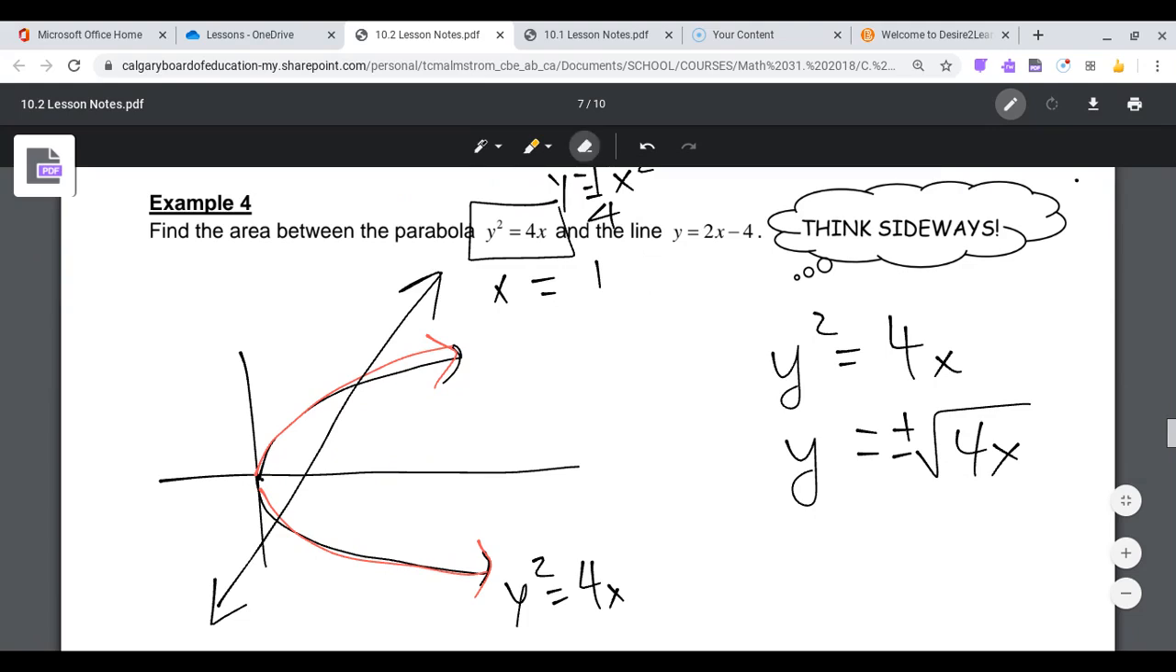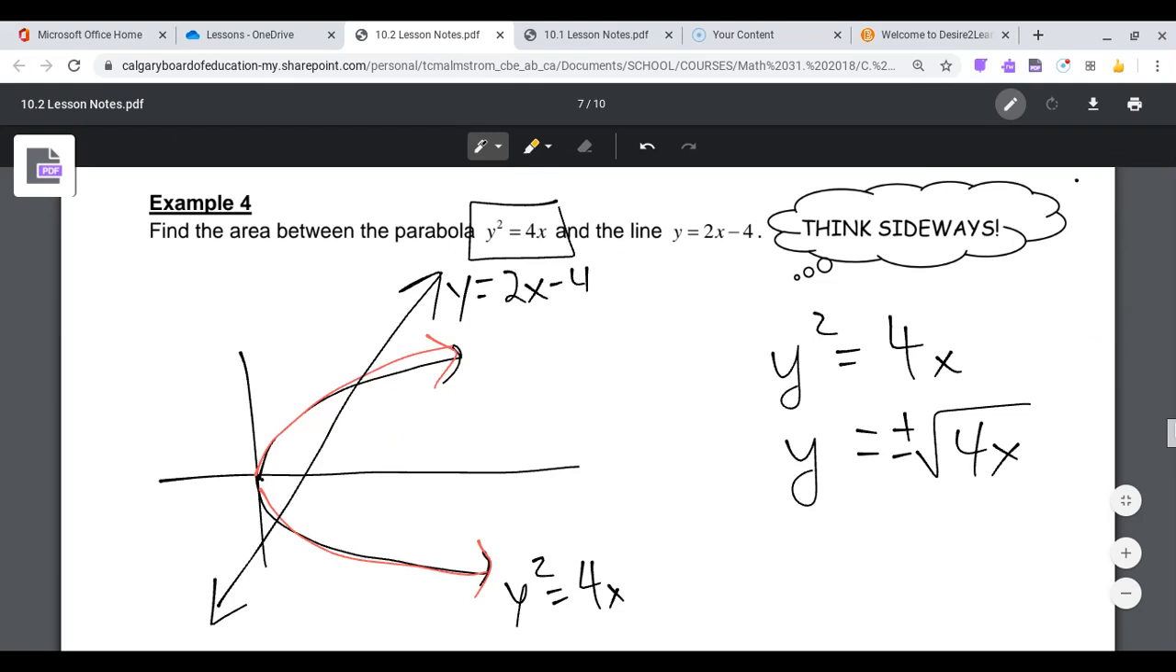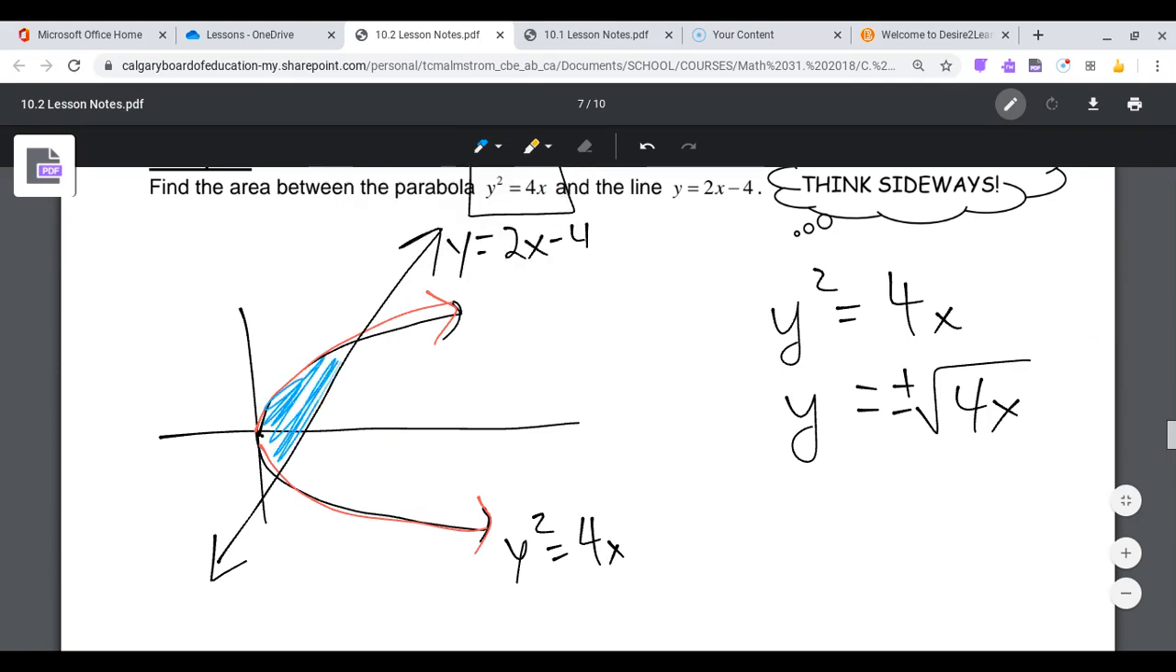I'm just going to erase this piece here. Okay, and then I have this slanted line as y is equal to 2x minus 4. So I've done this as a sideways parabola, and the area between the two is this region right here. It's a little bit tricky because there's a portion above the x-axis that has both curves involved, and then there's a portion below which is kind of funky because who's upper and who's lower.